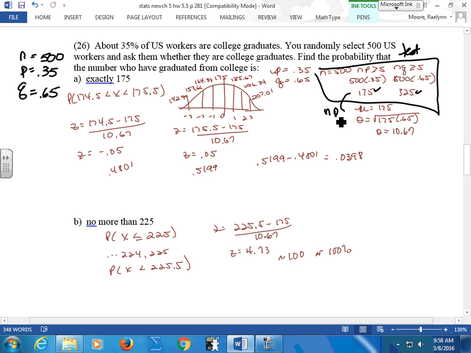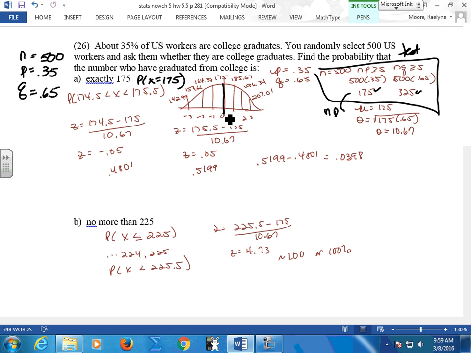Now you're almost ready. So you write your probability statement. Exactly means x is equal to 175. But since 175 is this little piece right here, there's no area to that. I have no area in that. If I did a z-score for 175, where do I find the area? To the left or to the right? There's no area for it.